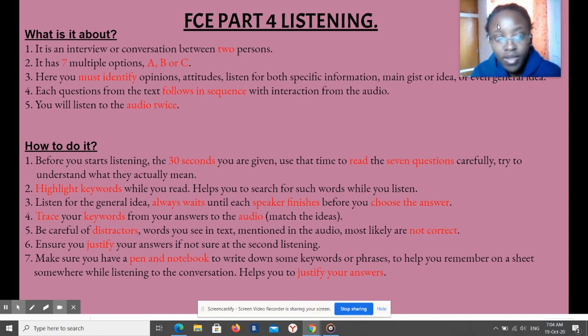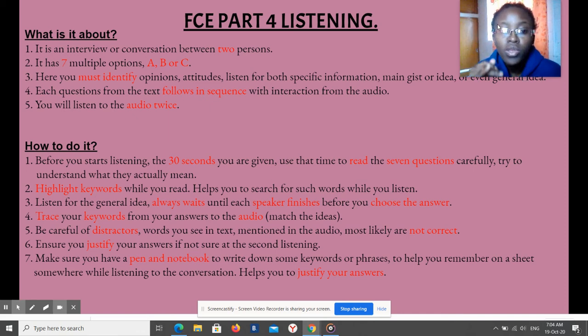Now, how to do it? This is very important to pay attention to. Before you start listening, you have a gap of 30 seconds. In this gap, you read very quickly the 7 questions and highlight key points, so that you listen very carefully and understand what they are trying to say when the audio starts. After highlighting the keywords in the questions, not in the options, these keywords help you search specifically for the synonyms in what you hear from the audio.